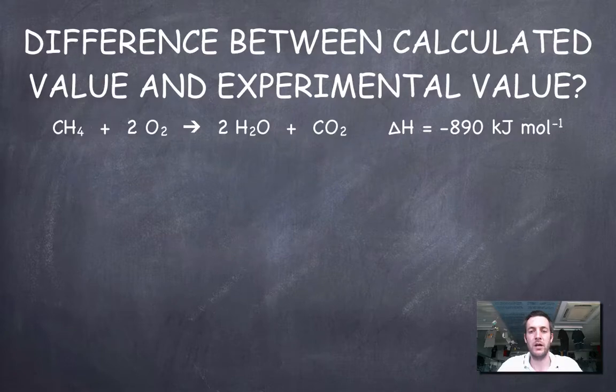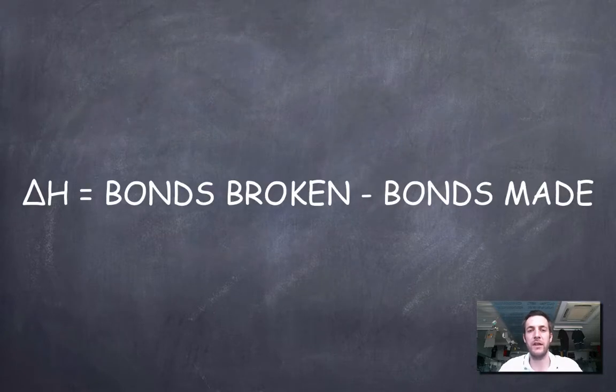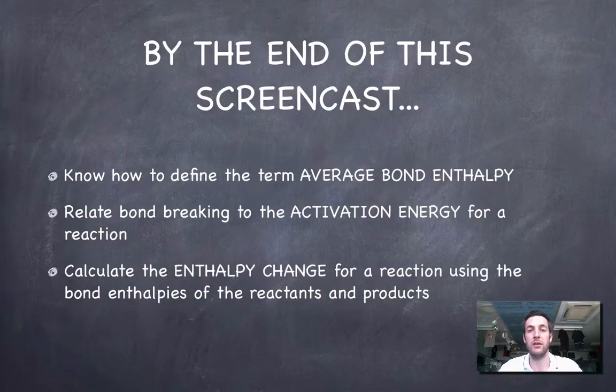Okay, well, there was quite a lot covered there, but I suppose one of the most important things was that formula there on the screen, and that is that the enthalpy change is the bonds broken minus bonds made. But hopefully in addition to that, you also know how to define average bond enthalpy, you know what the activation energy is and how it's related to bond enthalpies, and you can also calculate the enthalpy change using that formula we just saw on the screen.